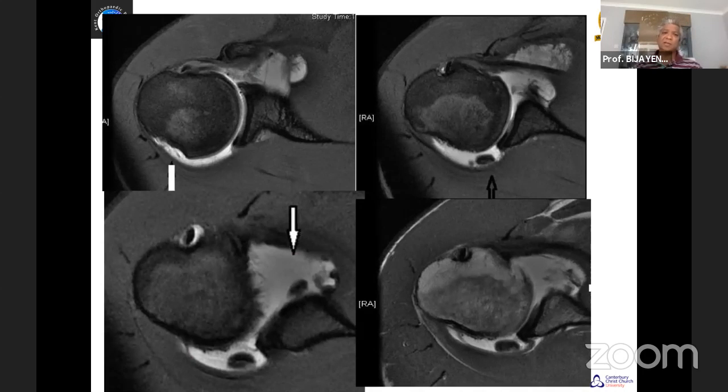So look at this, the question here will be, look at this picture. These are images of a 24-year-old patient who has presented with a history of dislocation of his shoulder. Now, you may think that, now that the history has been given and they've been told that this is an MRI scan, you've been given the answer.